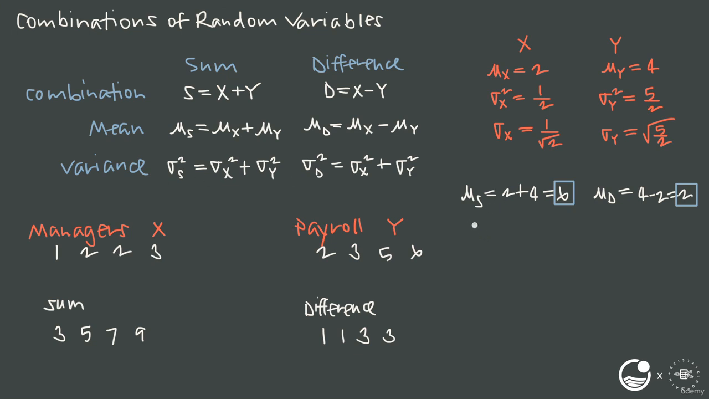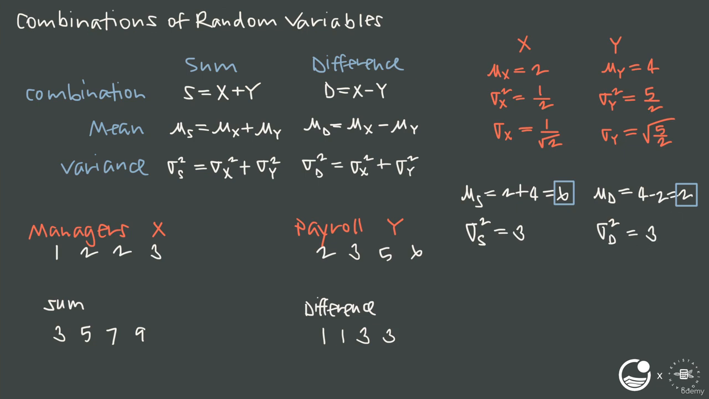So the variance for the sum is equal to the sum of the variances. So we take 1/2 plus 5/2 is 6/2 or 3. So we get a variance of 3. And then similarly here for the variance of the difference, to find the variance for the difference, we take the sum of the variances. So again, we get 3.